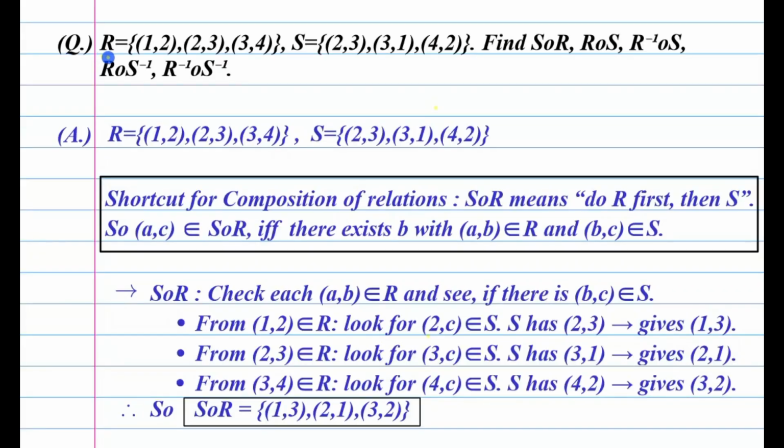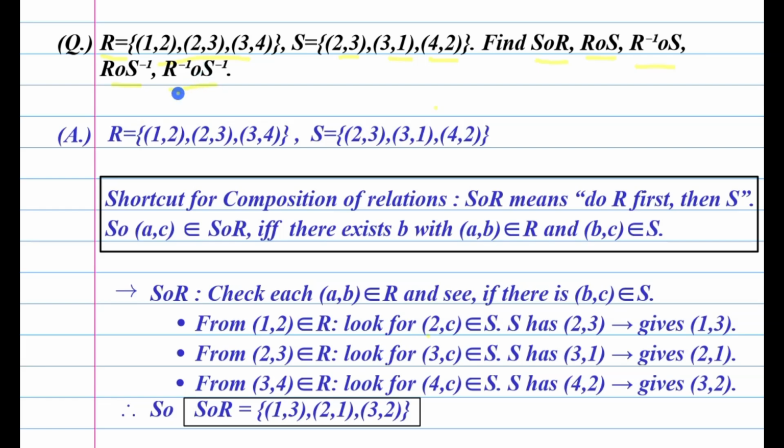In this question, R is {(1,2), (2,3), (3,4)} and S is {(2,3), (3,1), (4,2)}. And we have to find S∘R, R∘S, R inverse composition S, R composition S inverse, and R inverse composition S inverse.